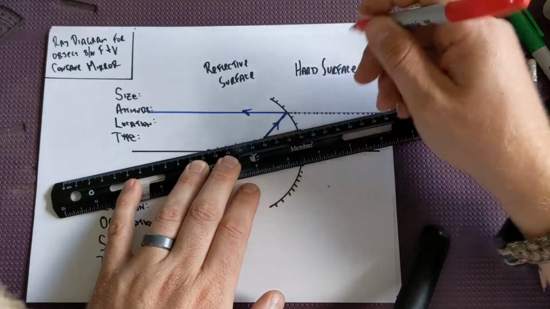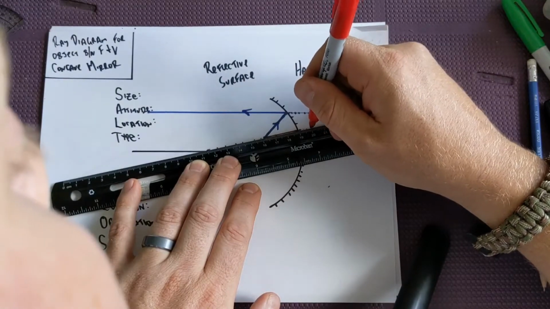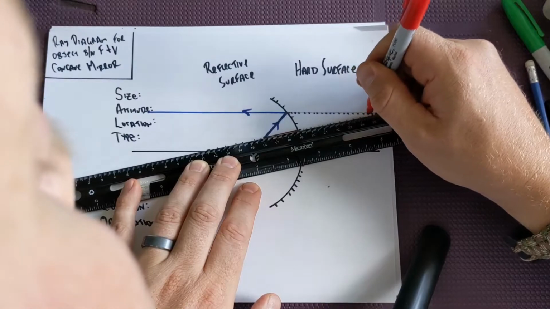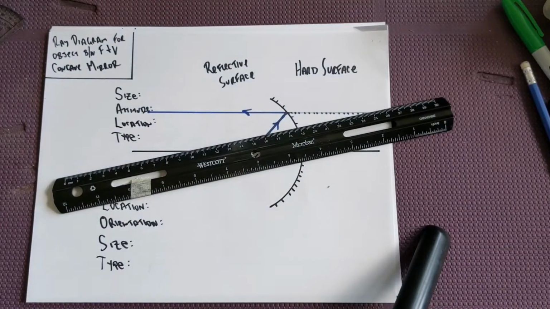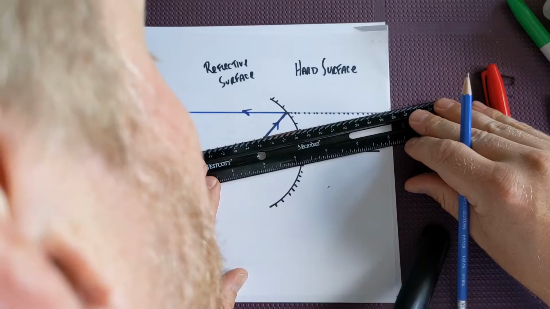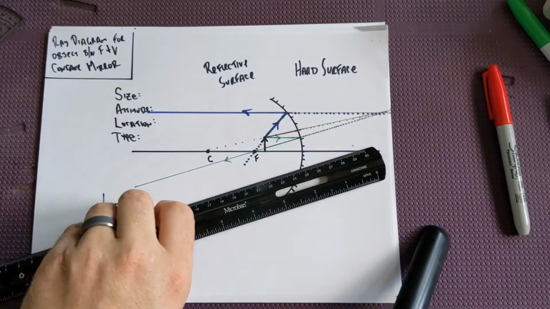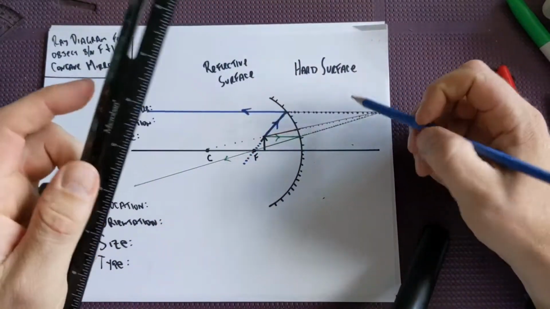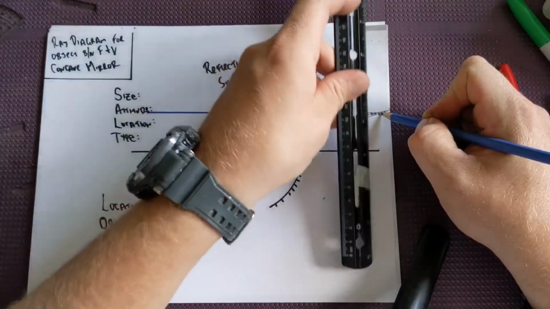But as usual, we're going to put our dots for our imaginary reflected ray through the back of the mirror, and draw a pencil line. And now you'll notice, this is fun, all three reflected rays line up right there.